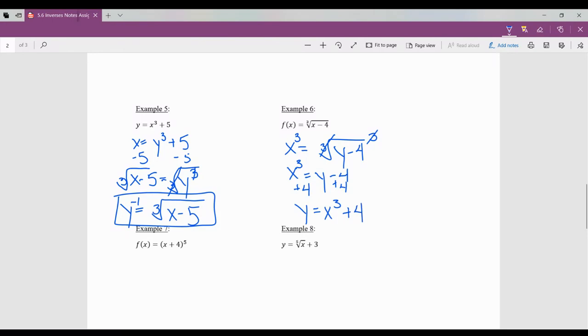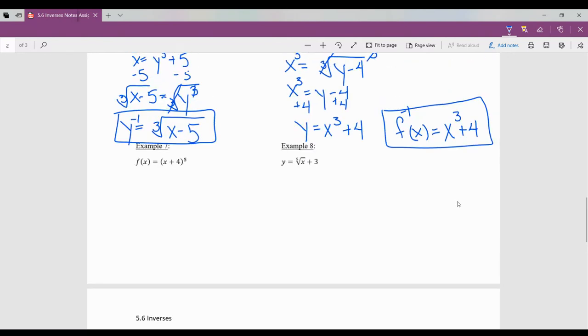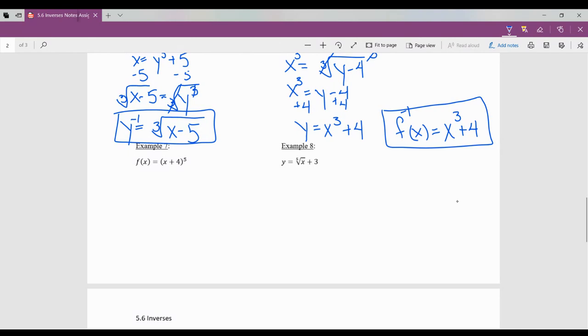But remember, it was function notation. So we're going to do f inverse equals x to the third plus 4. And that's my inverse function. All right, so same idea with the next two. We're going to switch x and y. Again, this is function notation, so that's like a y. So x equals y plus 4 to the 5th.